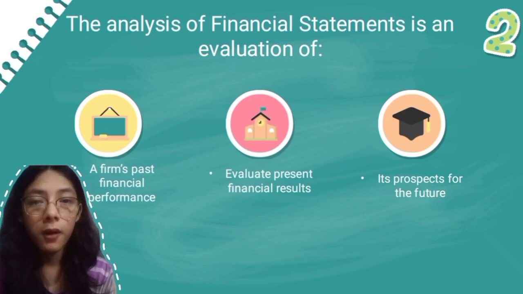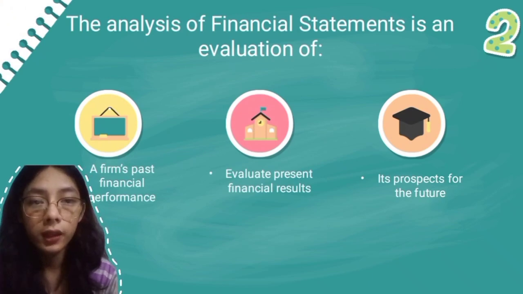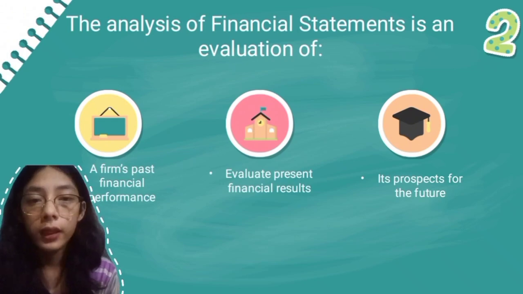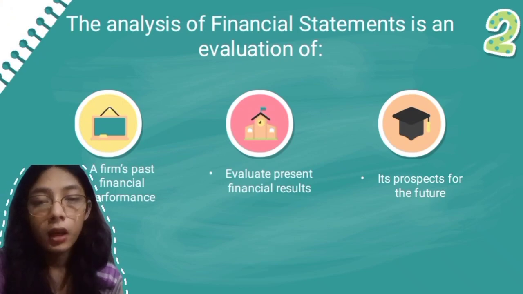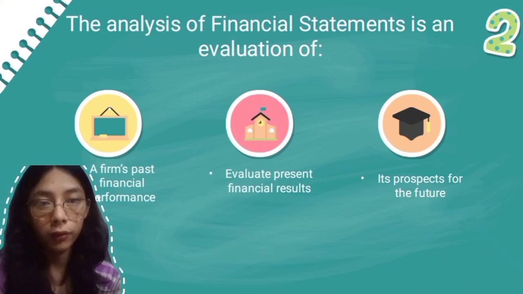First up, let's talk about the past. By looking at a company's historical financial statements, such as income statements and balance sheets, we can see how well it has performed in the past. This includes understanding its profits, losses, assets, and liabilities over a specific period, like a year or more.